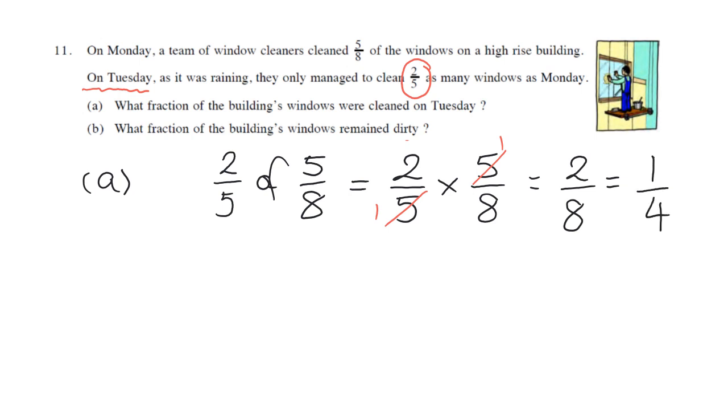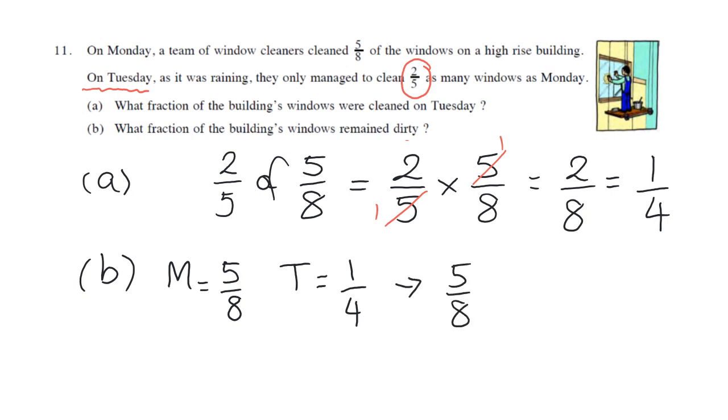Okay, now the only reason I'm going to follow that through is because they connect question 11a with question 11b. So at that stage, we have a quarter of the building's windows being cleaned on Tuesday. What fraction of the building's windows remained dirty? Okay, so that means we have altogether 5/8 on Monday, and on Tuesday 1/4. So what is that altogether?